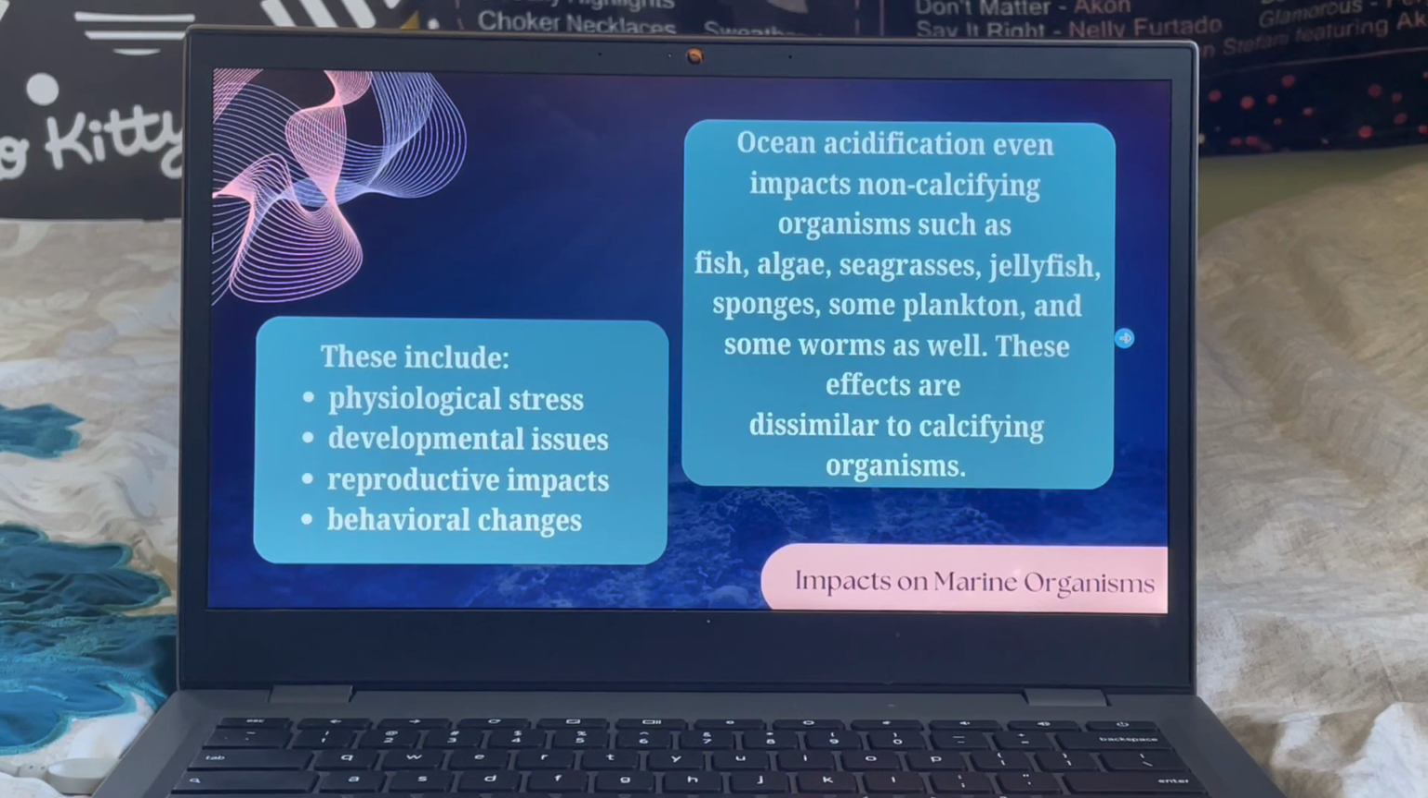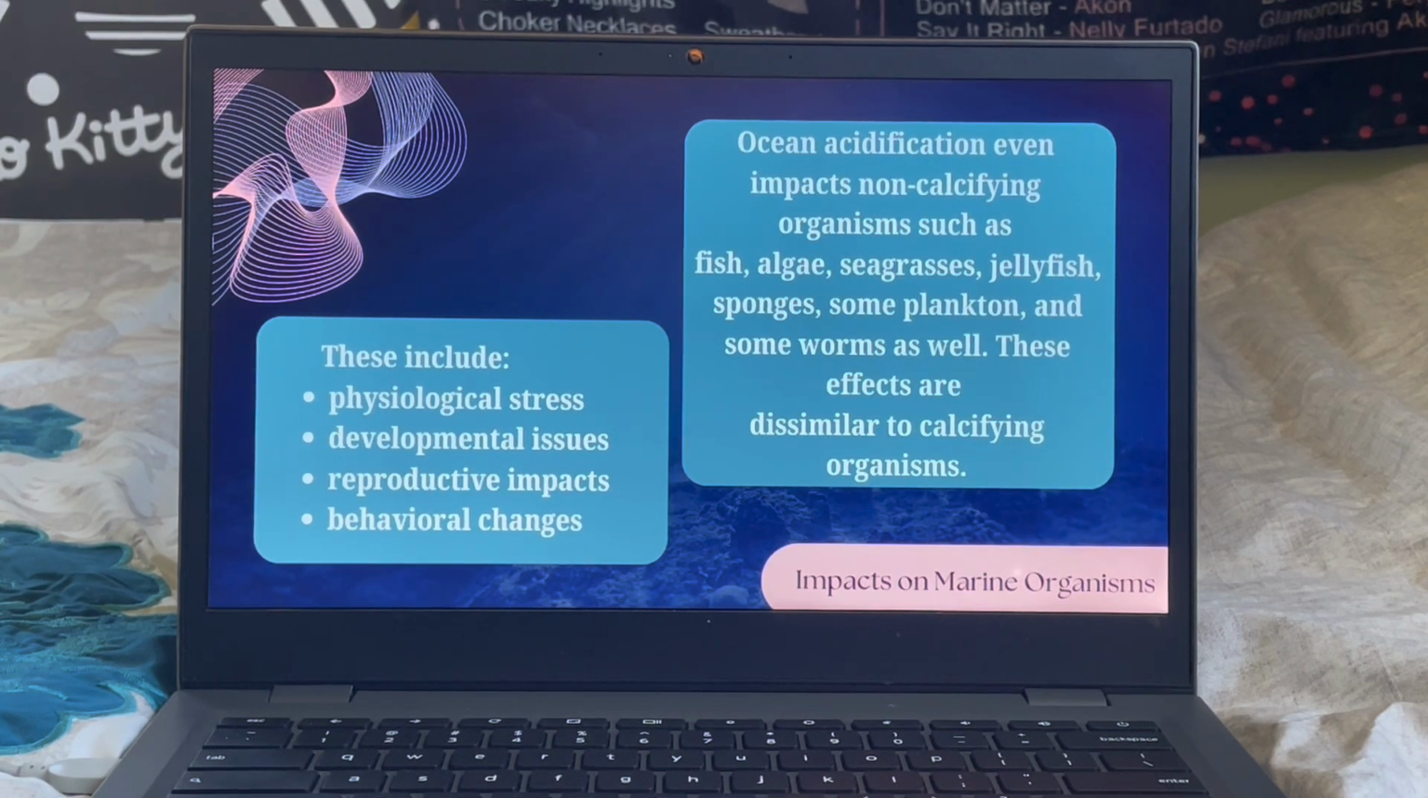For other marine organisms, or non-calcifying ones, negative changes can be seen as well. Non-calcifying organisms include fish, algae, seagrasses, jellyfish, sponges, some plankton, and some worms as well. While these effects are dissimilar, they are still just as dangerous compared to calcifying organisms. These impacts include physiological stress, developmental issues, reproductive impacts, and behavioral changes.